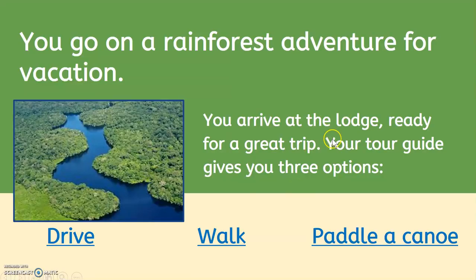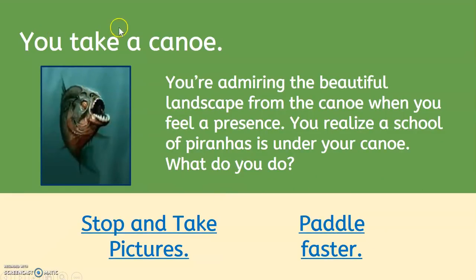So I'm the one reading the story and I decide I want to paddle a canoe. So that's what I'm going to do. So that's where it takes me. All right, I take a canoe. You're admiring the beautiful landscape from the canoe when you feel a presence. You realize a school of piranhas is under your canoe. What do you do? I can stop and take pictures, or I can paddle faster. Now, if this is me, and there's a school of piranhas under my canoe, I am not stopping to take pictures. I'm going to paddle faster.